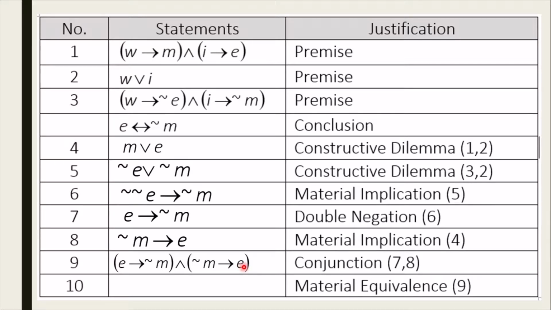Now take note that in this form, since the antecedent of one statement becomes the consequent of the other conditional statement, and the consequent of one conditional statement becomes the antecedent of another conditional statement, then it must be E if and only if not M, using our material equivalence. Okay, so since we have arrived at our conclusion, therefore the argument is truly valid.